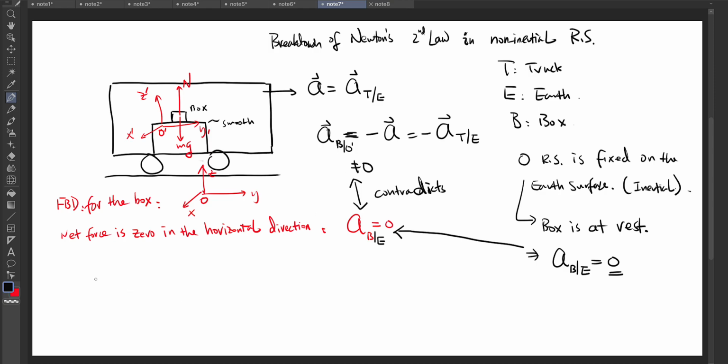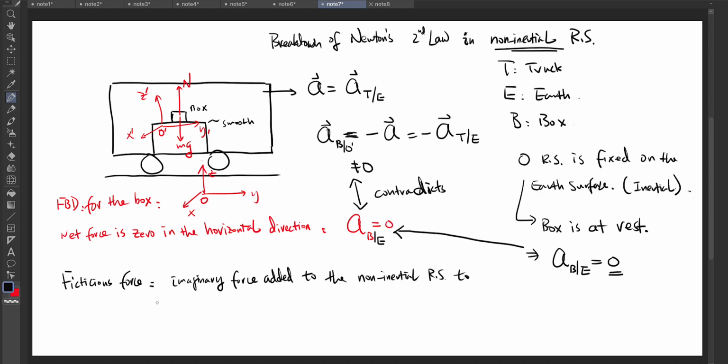All right, so now sometimes we want to make Newton's second law also work inside the non-inertial reference system. So how do we correct the phenomena that we see inside the non-inertial reference system? The key thing is that you want to add something called a fictitious force, which is not a real force, but it's a force that we add to make Newton's second law work in the non-inertial reference system. So it's an imaginary force added to the non-inertial reference system to make Newton's second law valid.